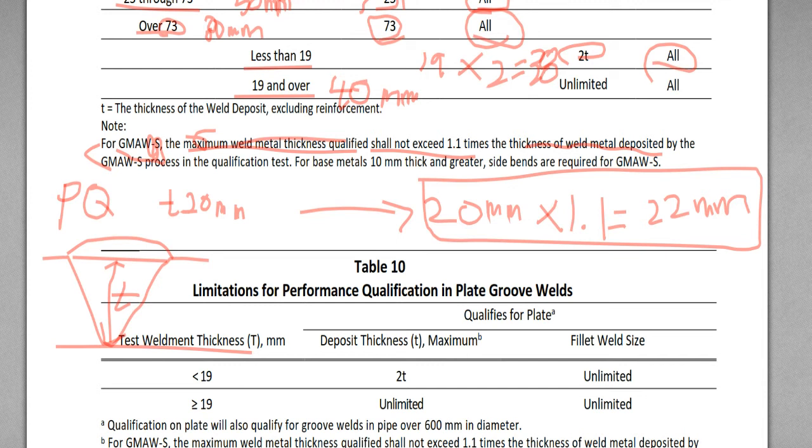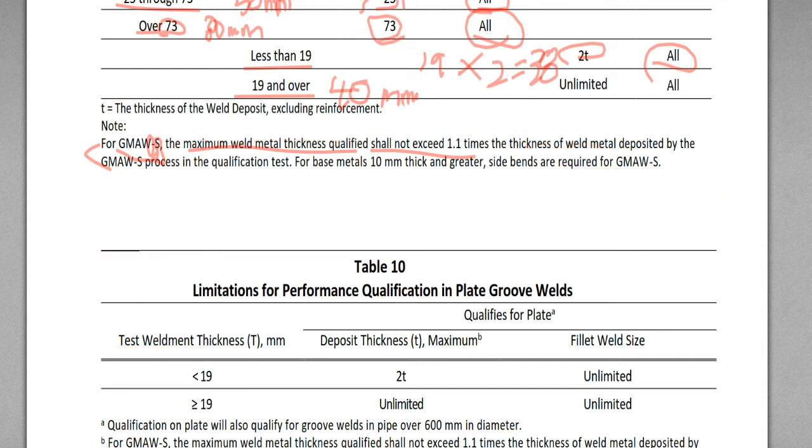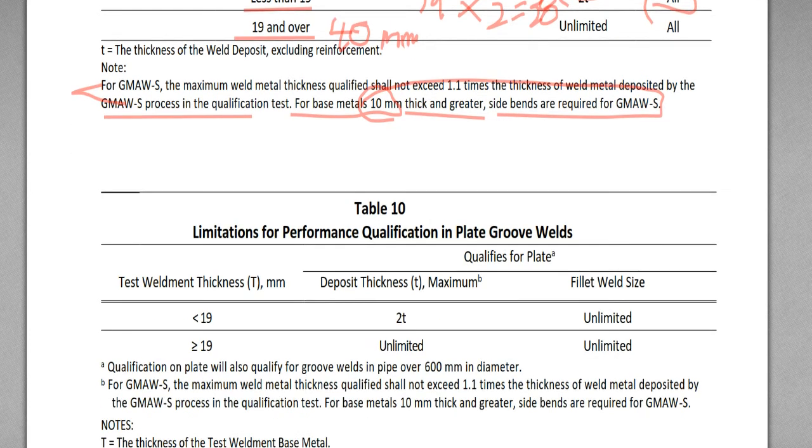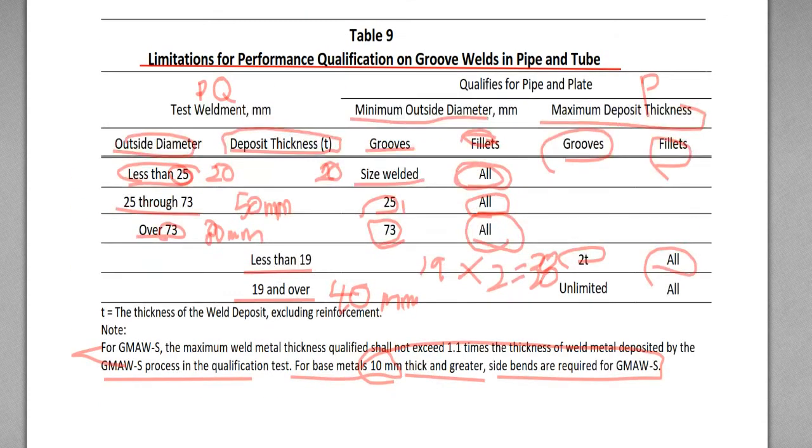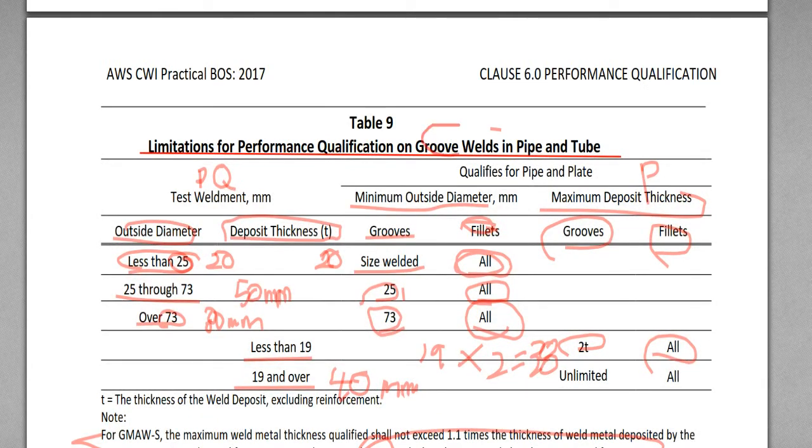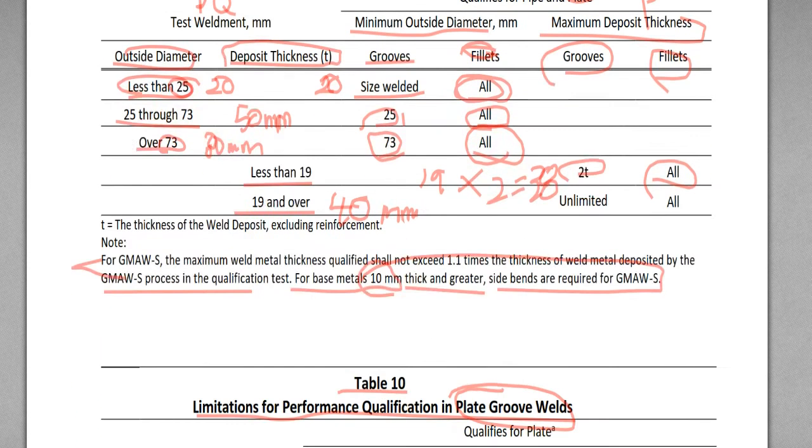And next is, for base metal thickness 10 millimeter thick and greater, sidebend tests are required for GMAW-S. I said this is important. And Table 10 is limitations for performance qualification in plate groove welds. This is plate groove welds, and this upside is groove welds in pipe and tube.